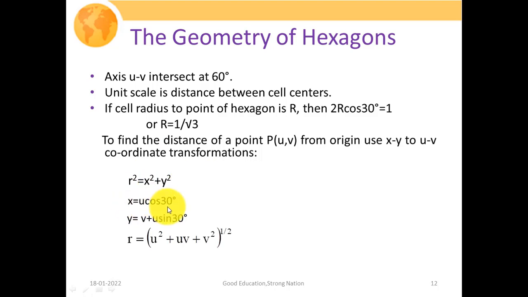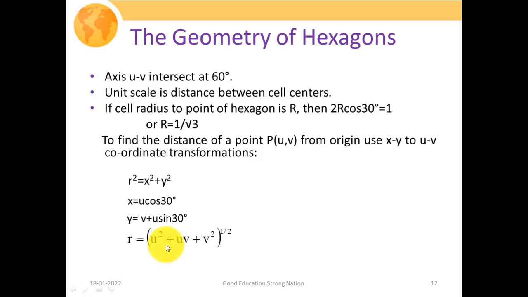So x is equal to u cos 30 degrees. We have already seen that from that geometrical figure. And y is equal to v plus u sin 30 degrees. This we have also seen from our last figure. So by putting the values of x and y in this equation, we get r equal to under root of u square plus uv plus v square.